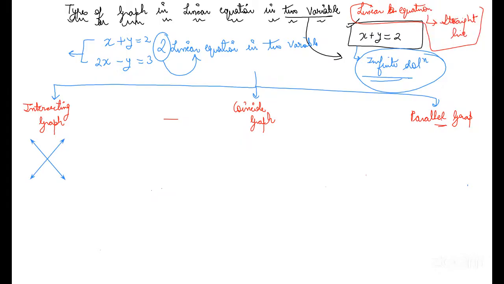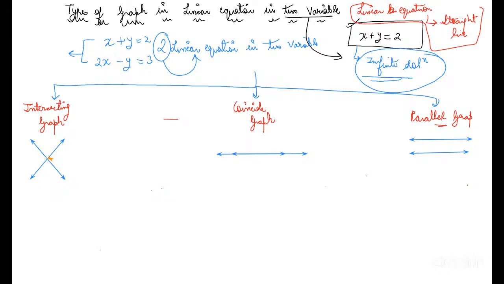Okay. This is an intersecting graph. Everyone, please don't write anything. Vidya, don't write. Intersecting graph is like this. The second graph, the coincide graph, is going to be like this. Coincide means overlapping on each other like this. And parallel graphs are going to be like this. Parallel lines are those lines which never intersect each other.